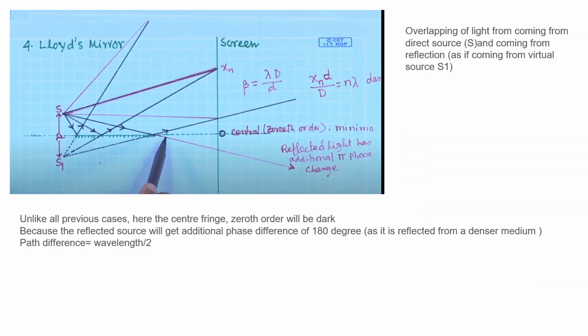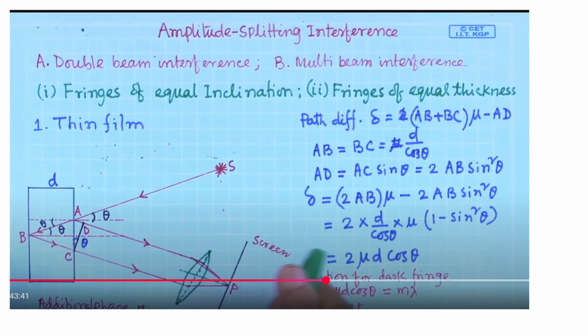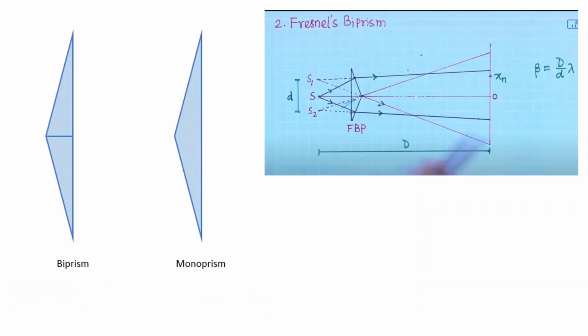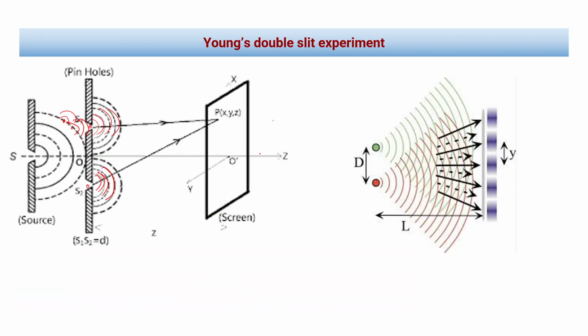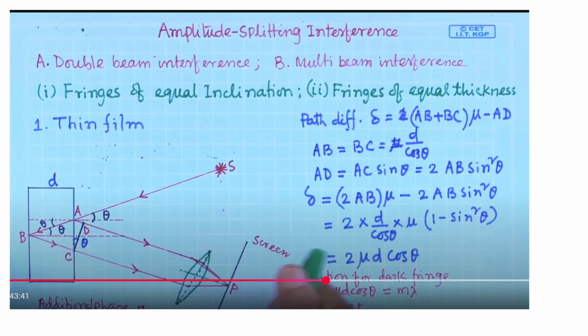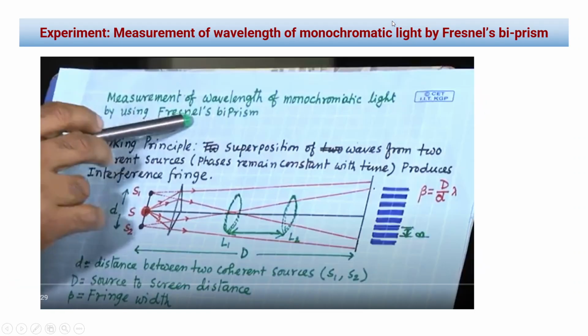We had discussed different kinds of mirrors and prisms, which give us an interference pattern. Then what is the path difference we get, how we calculate the phase difference, and depending on it, at what distance from the zeroth position we will get bright or dark. These conditions we had derived and discussed. And this is amplitude splitting interference we had discussed.